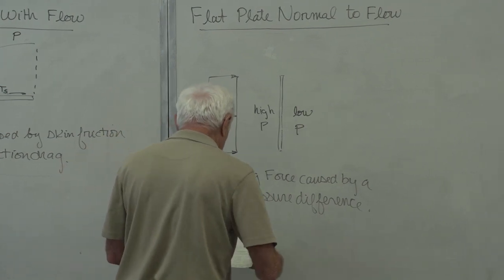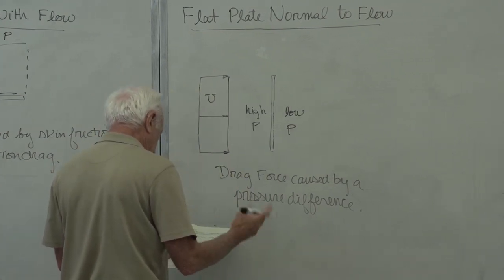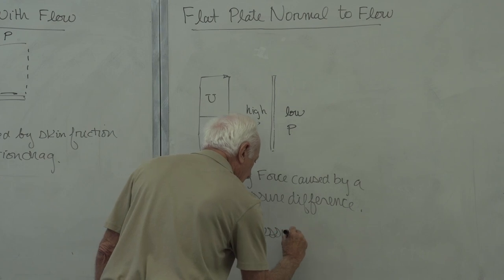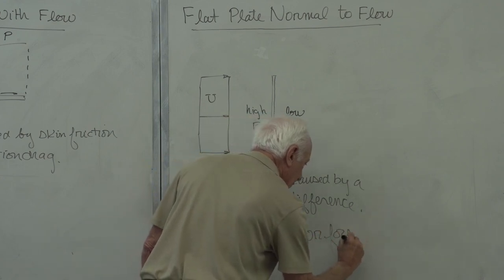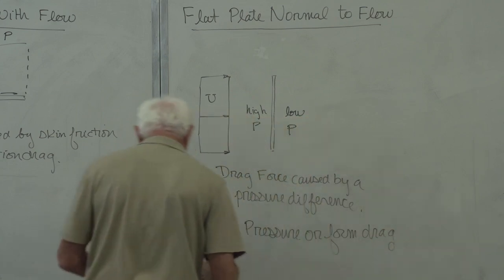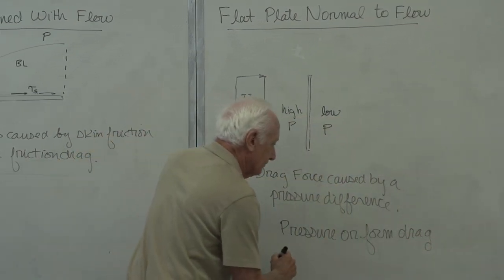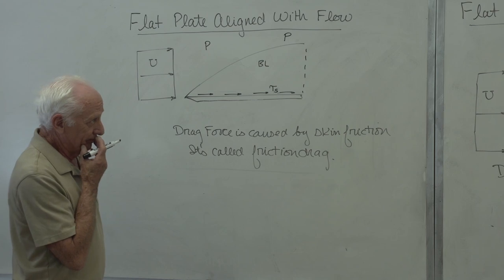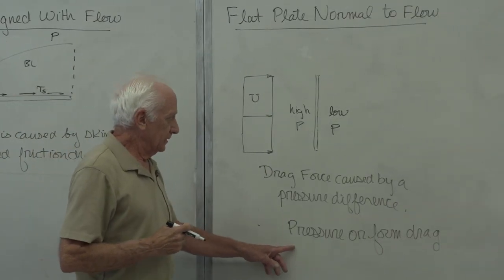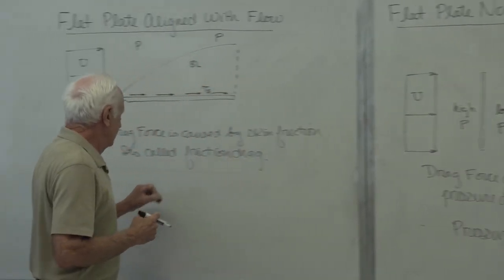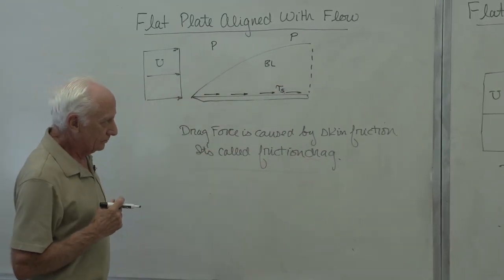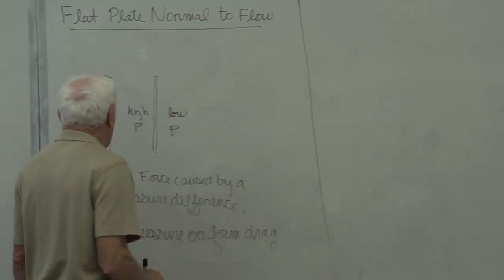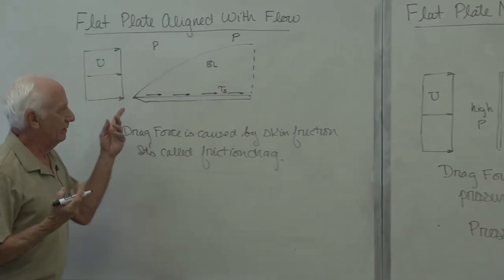Okay, so we've got those two guys on here. This is a pressure drag, which is called pressure or form drag. So, pressure drag, plate normal. Friction drag, plate tangential. Okay. If you want to look at, this is the boundary layer. Okay, I'll just sketch this again.